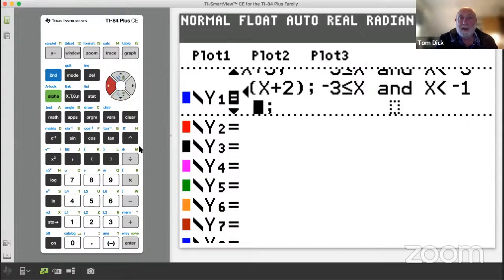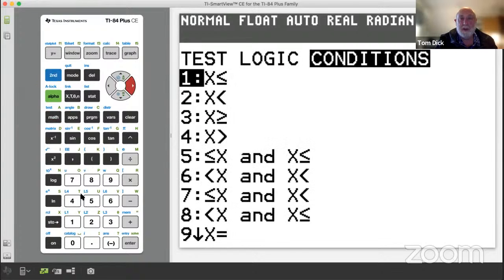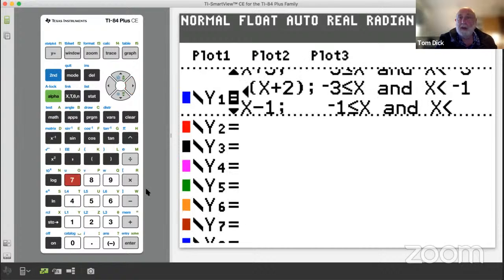Bear with me, it won't take too long here. Our next piece is very simple, it's just x minus 1, and that'll be good from -1. Again to the test conditions menu: -1 less than or equal to x, and x is less than 1.